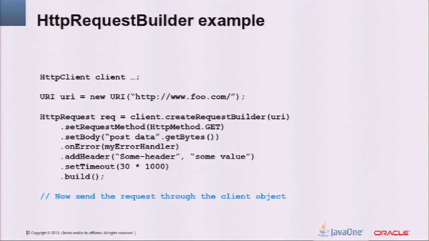As you can see in this example, we create the URI, and then from the client we create the request builder passing in the URI. And then we set, in this example, the properties so we have a GET request with a string as the post data. We're going to configure an error handler so that it gets called back if there's an error on the connection, add some headers, set a 30-second timeout on the connection, and then build, and then we have a request object.